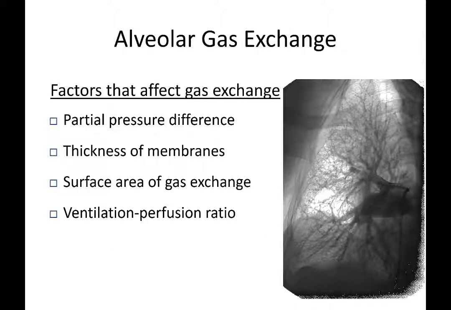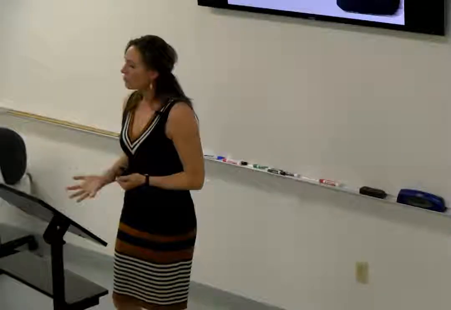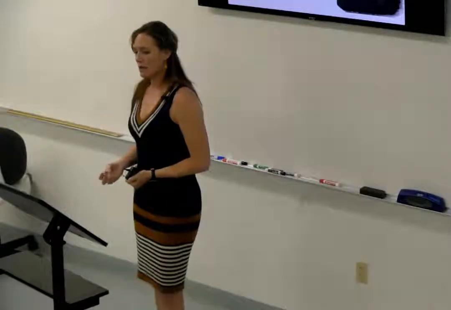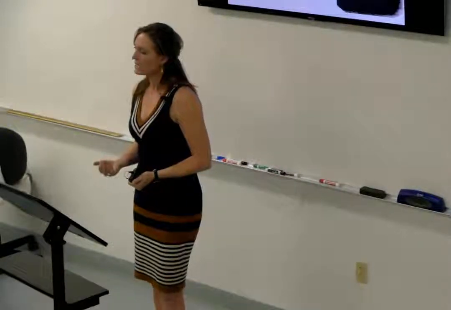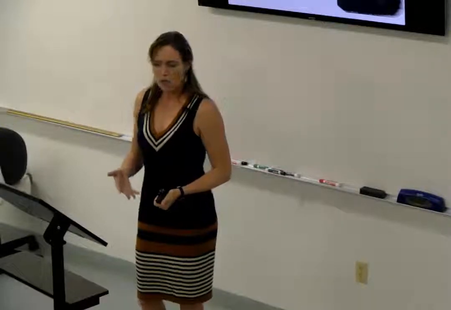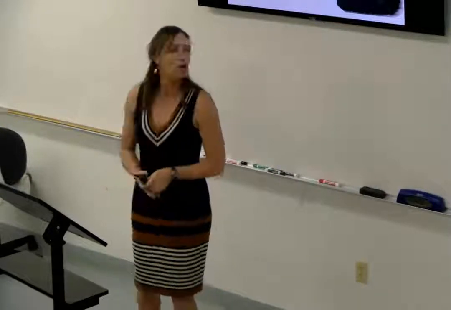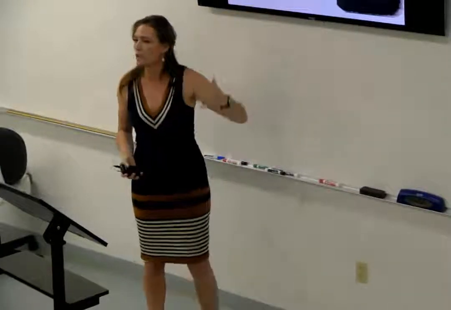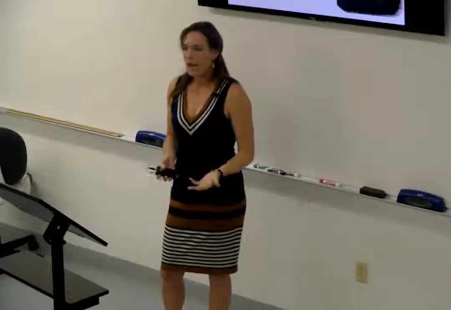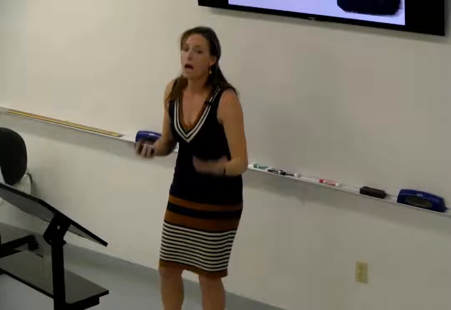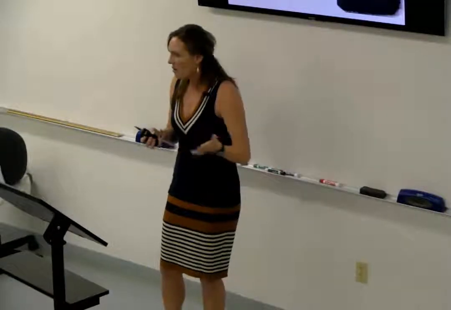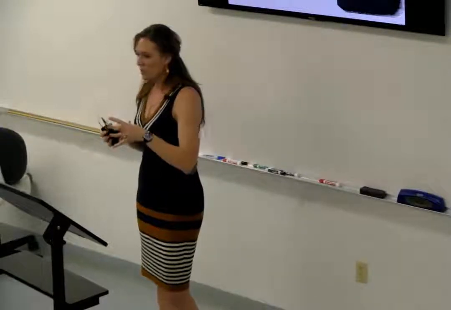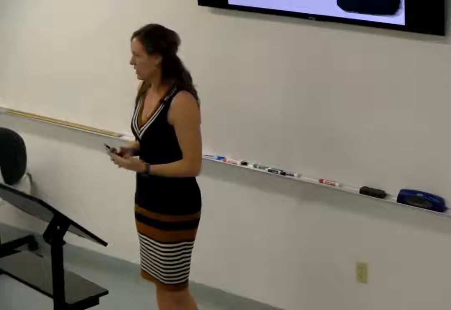The ventilation-perfusion ratio. This last one is really just about gravity and distribution. This is where we want to consider the distribution of blood and the distribution of air. Ventilation means air, perfusion refers to the blood. So we want them to match up. We don't want some areas of the lungs where we have lots of blood and maybe not very much air, and that's not very efficient if we have areas of our lungs where we have lots of air and very little blood. So that's what the ventilation-perfusion ratio is.